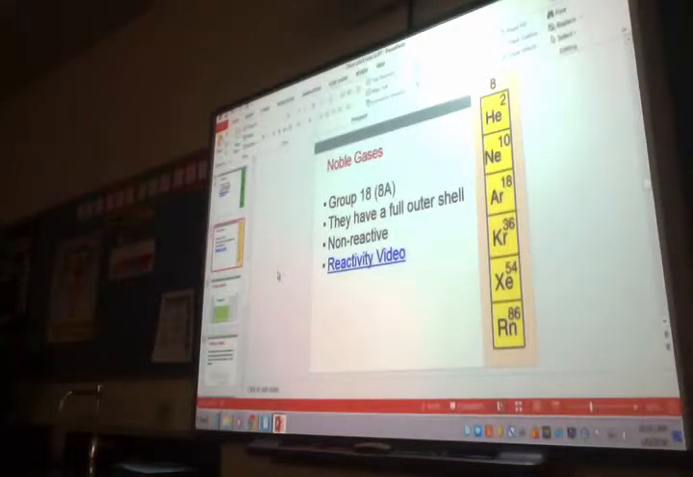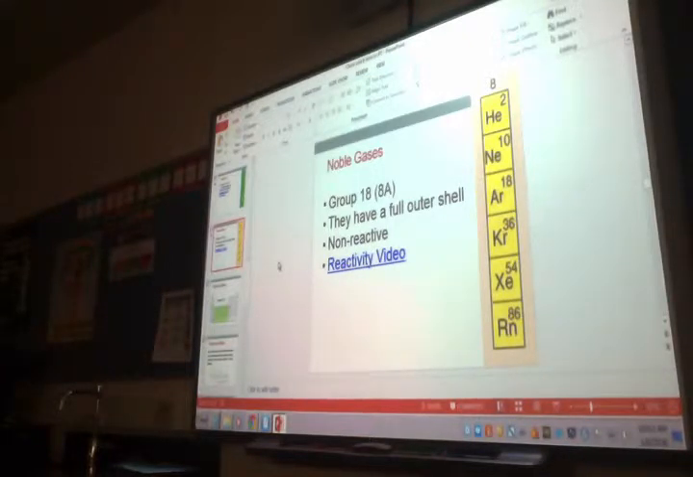Notice I didn't say how many valence electrons because this is not consistent. These all have 8. Helium, of course, has 2. But even though it's different, they're both still full. That first shell can only actually hold 2. So it's full with 2. The rest of them, they need 8 to be full.